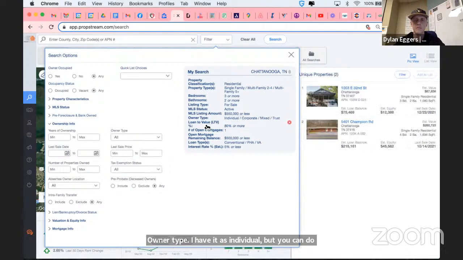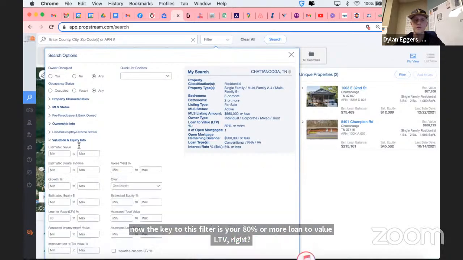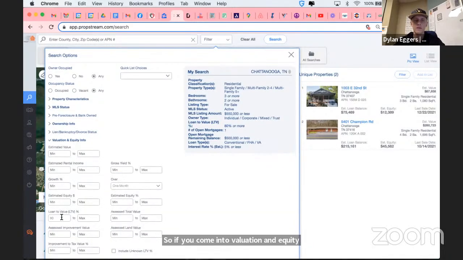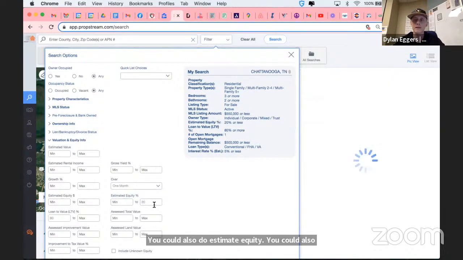Now the key to this filter is your 80% or more loan to value, LTV, right? So if you come into valuation and equity, that's this filter right here, 80% LTV. You could also do estimated equity. You could also do 20% max. It's the exact same thing.